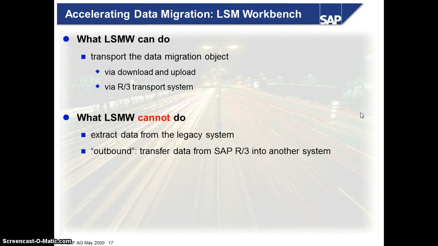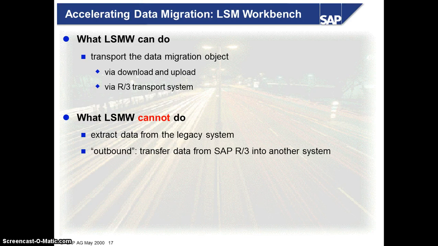With LSMW, via download and upload, we can get the data. What it cannot do is the outbound transfer. It cannot send the data from R3 to other systems. It can only receive the data from other systems into the SAP system.